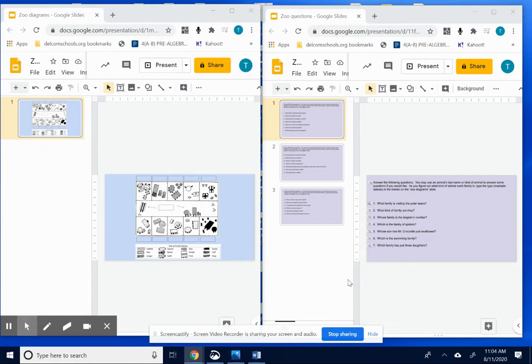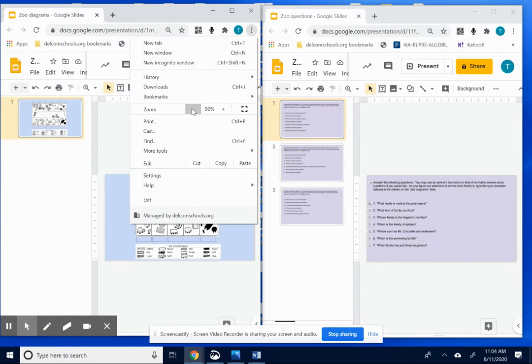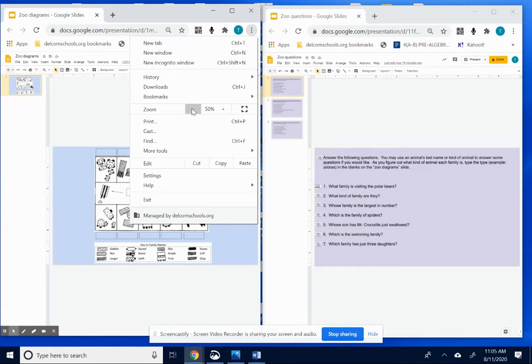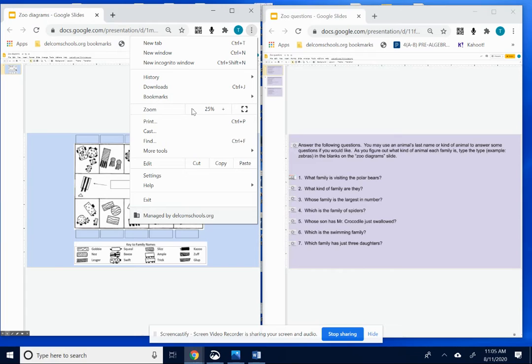Okay, this is a video to help you get started on the zoo questions, on the zoo puzzle. First of all, before I would do this, I would get the zoo diagram and the zoo questions up at the same time, maybe each of them being half screen. And I would also zoom down. Usually I say zoom down to 50%, but because the print is so small on this particular lesson, I would go down to 25%. So you have your two lessons zoomed down to 25%.